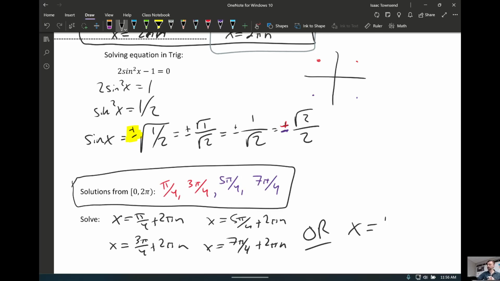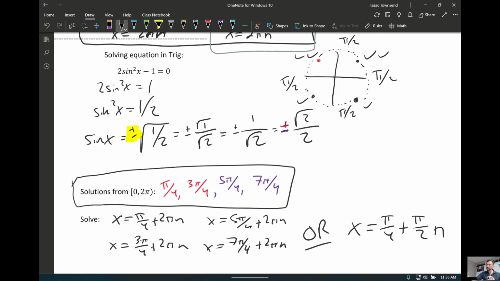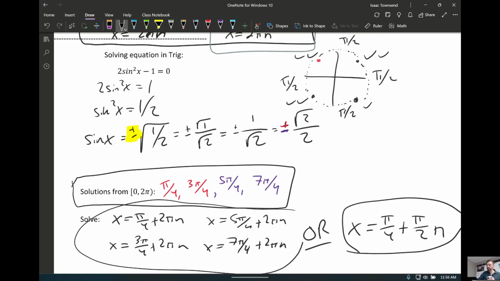Pi over 4 plus pi over 2 n. Very good. So first location is right here, and then if you notice that you just have to add pi over 2 to get to the next spot, and then add pi over 2 again to the next location, add pi over 2 again to the next solution spot, and then if you add pi over 2 again, you start getting coterminal angles. This one statement is the same thing as those 4 statements. I don't care how you write it, but the back of the book's going to write it this way.